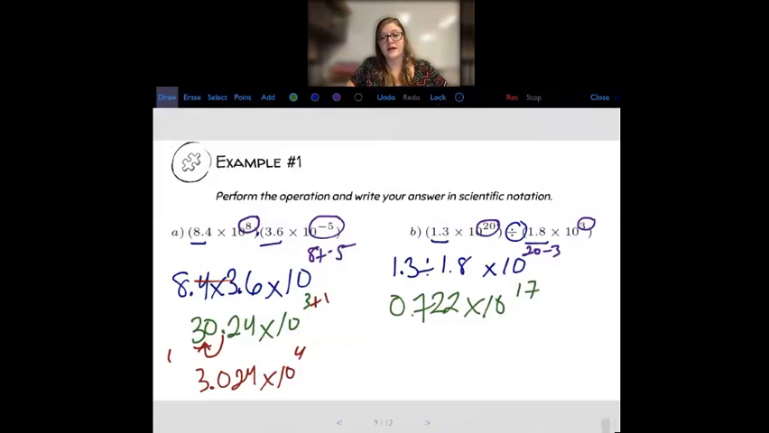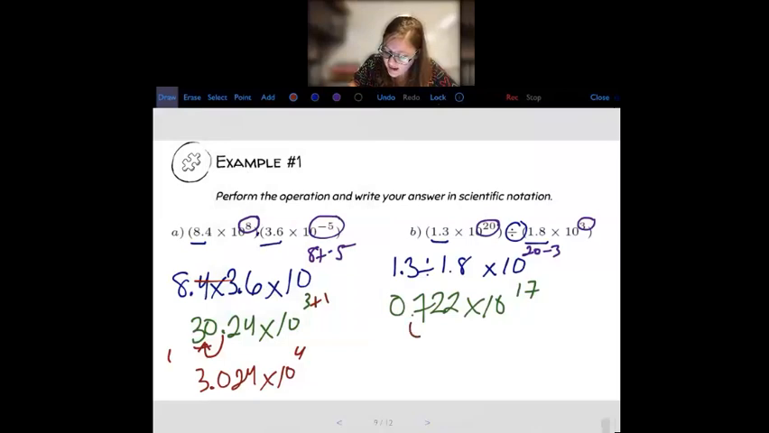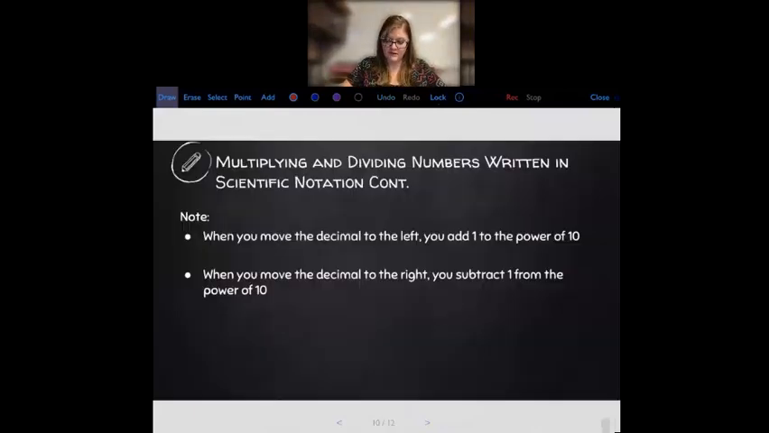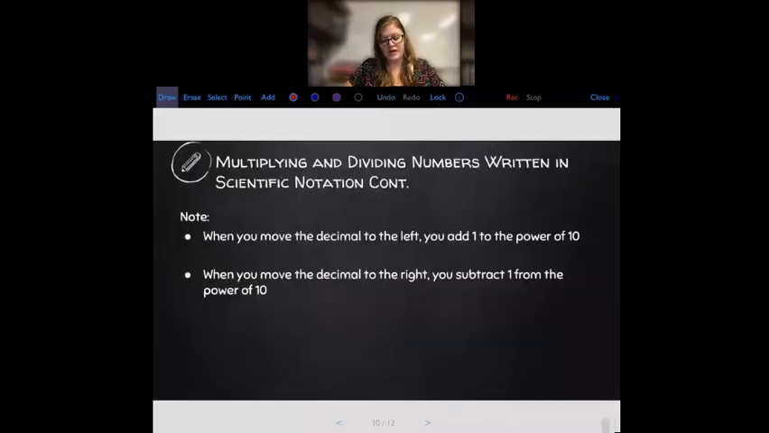And then we check, is this number in proper form? In this case, it's not. We need to move the decimal to the right 1 spot. So we're going to decrease the power of 10 by 1 to become 7.22 times 10 to the 16th power. Okay, so note, when you move the decimal to the left, you add 1 to the power of 10, just like we did in part A. And when you move the decimal to the right, you subtract 1 from the power of 10.